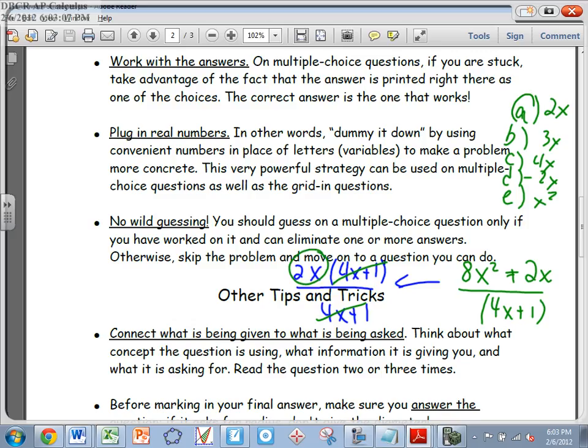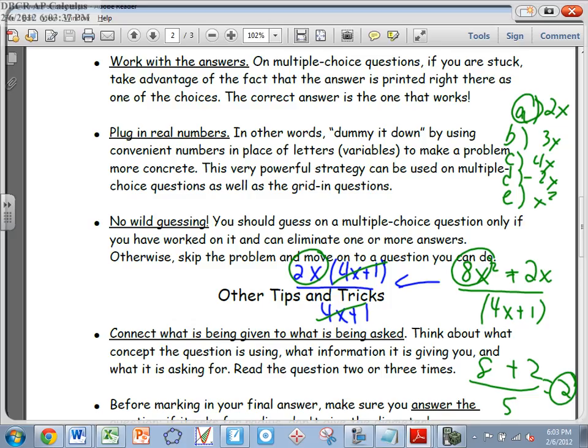But let's say you forgot, or you didn't know how to do that. You drew a blank there. You can always pick a value for x and then try it. So for example, if you pick x to be 1, which is always the easiest thing to try, okay, pick x equals 1. You're going to get 8 here, because 8 times 1 is 8, plus 2, all over 4 times 1 is 4, plus 1 is 5. If you pick x equals 1, 8 plus 2 is 10. 10 divided by 5 is 2. So if x equals 1, you get a 2.